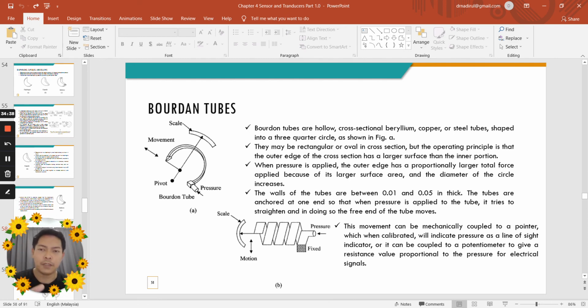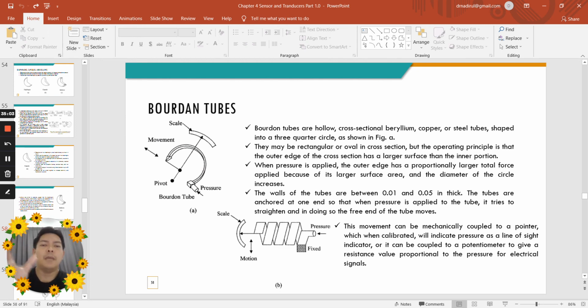Then another type of pressure sensor is known as the Bourdon tube. Bourdon tubes are hollow, cross-sectional beryllium copper or steel tubes shaped in a three-quarter circle, as shown in figure A here. So the figure shows the Bourdon tube, which consists of a hollow cross-sectional beryllium copper or steel tube shaped into a three-quarter circle.